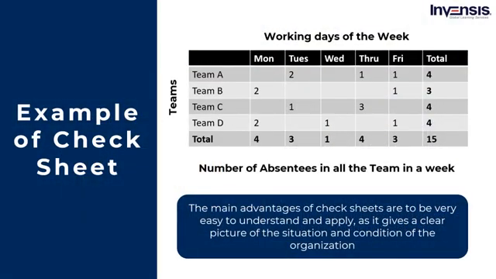Here is a simple example of a check sheet, where on the x-axis, there are the working days of a week, and on the y-axis, there are different teams. The check sheet here shows the number of absentees on each of the working days of the week. It is easier to make a note of such details and can be used for future references. Now, the check sheets are very easy to understand and apply, as it gives a clear picture of the organization's situation and condition. Therefore, they are efficient and powerful tools to identify frequent problems, but they don't effectively analyze the quality problem in the organization.